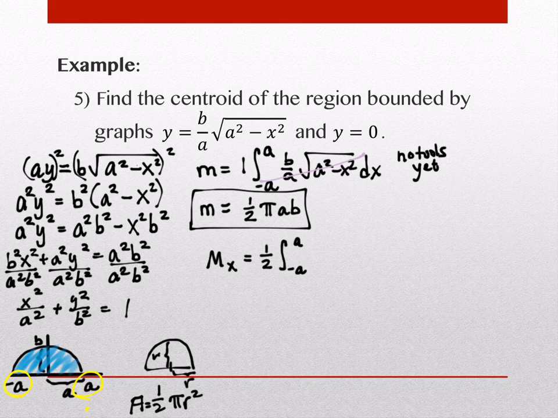I have a question. Yes? If you were to do it from 0 to a, since you have to multiply by 2, wouldn't that just close out the half? It would.